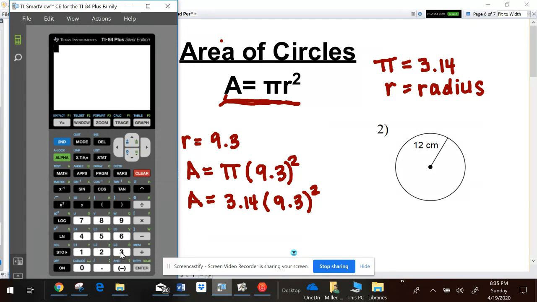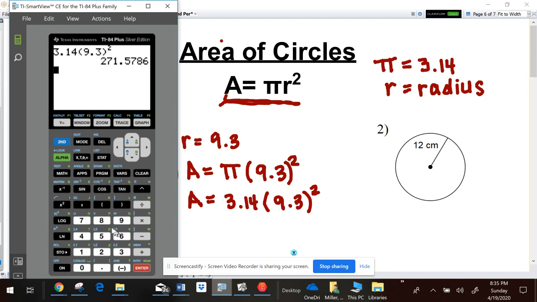All right, so let's enter it in the calculator. 3.14 times, put our 9.3, which is our radius. And then remember, we're going to use this button right here to square it. And that will give us our answer.